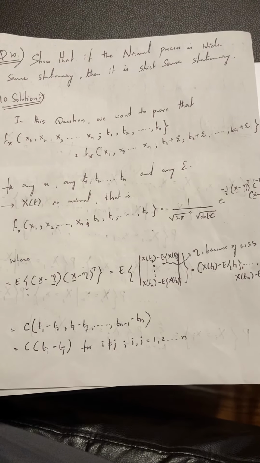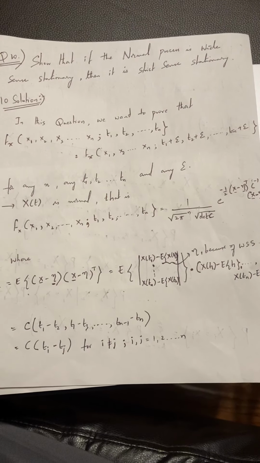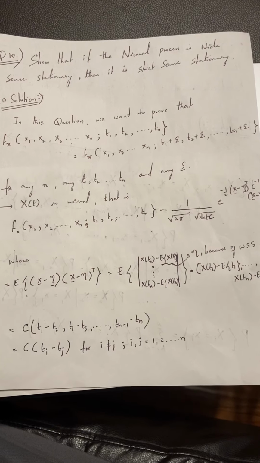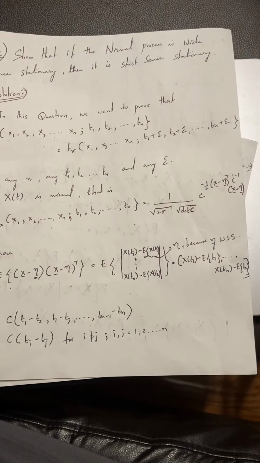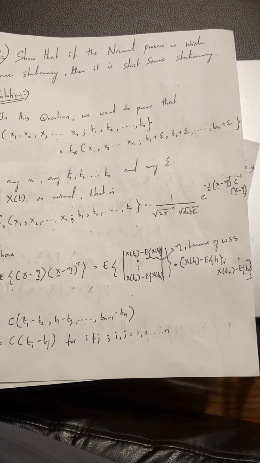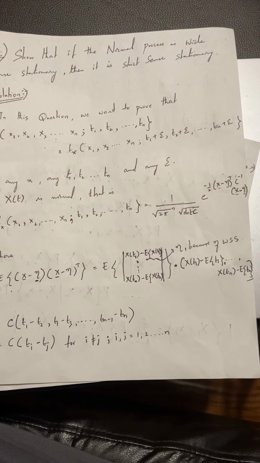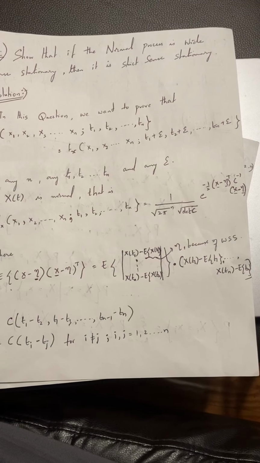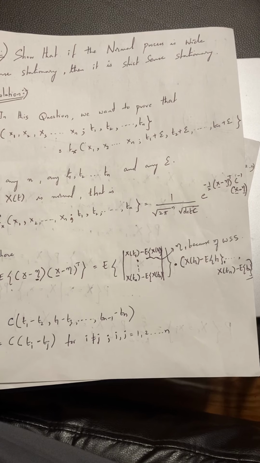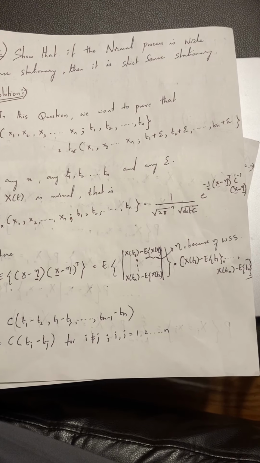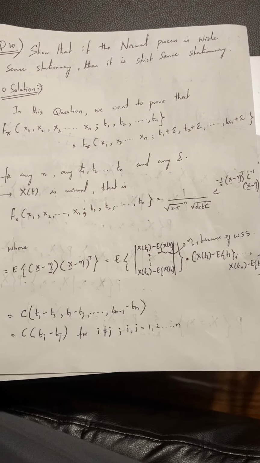So given that X(t) is normal, we know that fX(x1, x2, and so on up to xn) for time instances t1, t2, and so on up to tn can be written as 1 by root over (2 pi) to the power of n, into root over determinant of C, into e to the power of minus half into (x minus eta) transpose into C inverse into (x minus eta). So this is the formula basically.